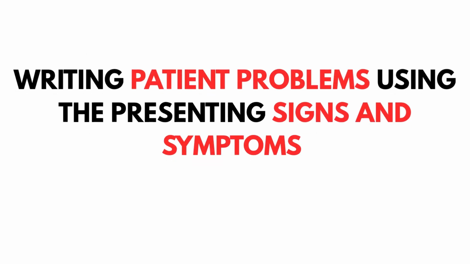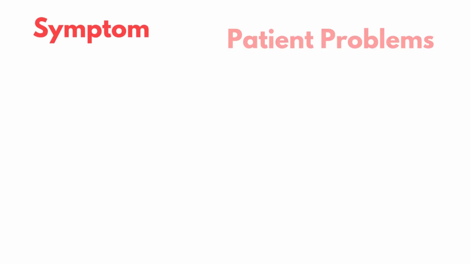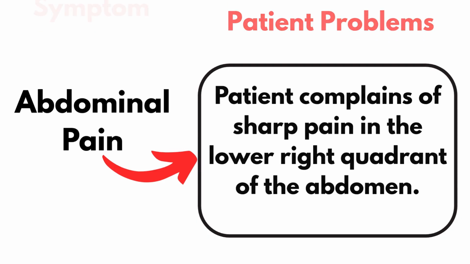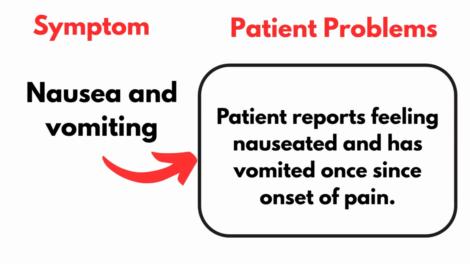Writing patient problems using the presenting signs and symptoms. Abdominal pain. Writing it as a patient problem: Patient complains of sharp pain in the lower right quadrant of the abdomen. Nausea and vomiting. Writing it as a patient problem: Patient reports feeling nauseated and has vomited once since onset of pain.